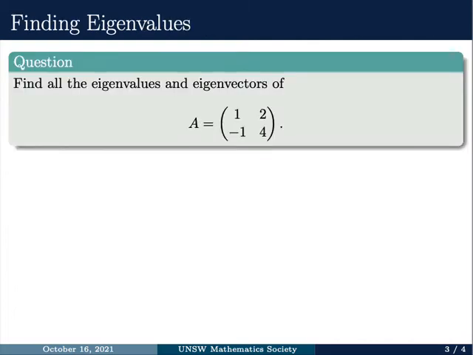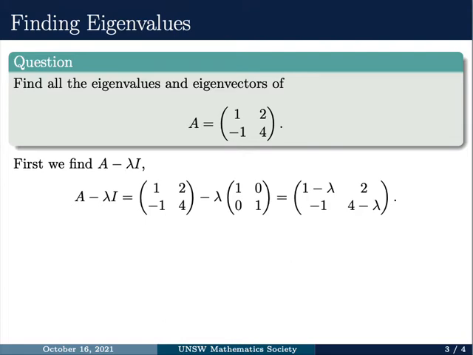So an example is to find all the eigenvalues and eigenvectors of this matrix A. First we want to find A minus lambda I, because we said that we can find the eigenvalues by setting the determinant of A minus lambda I to be 0. So we do A minus lambda I, where I is the 2x2 identity matrix. It has 1 on the diagonals, and we simply multiply each of those by lambda.